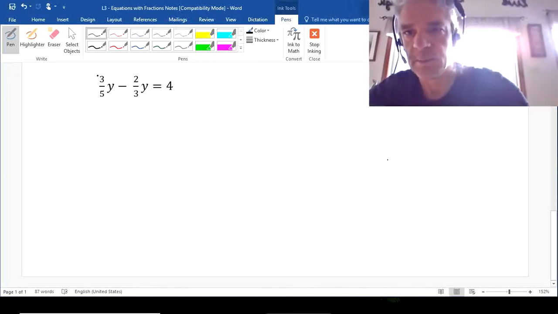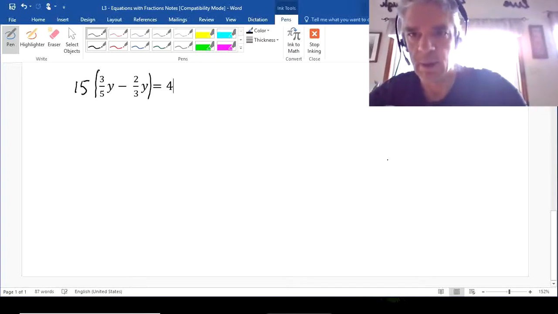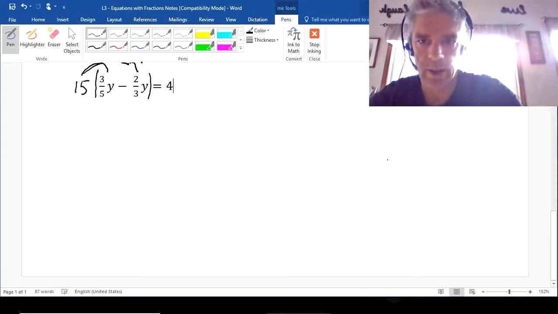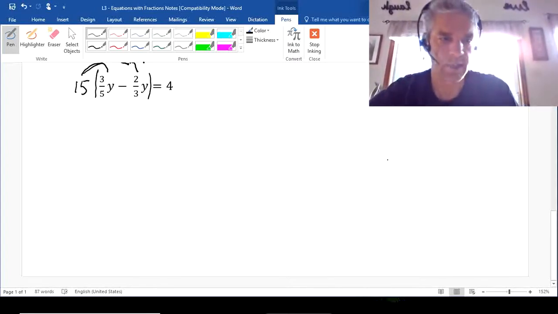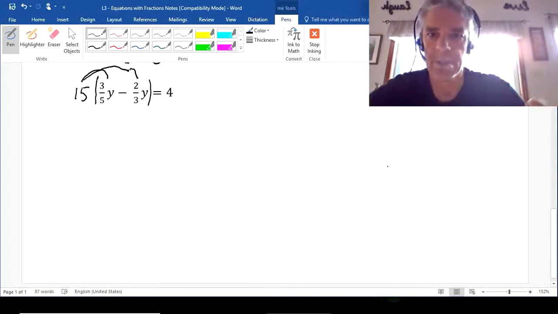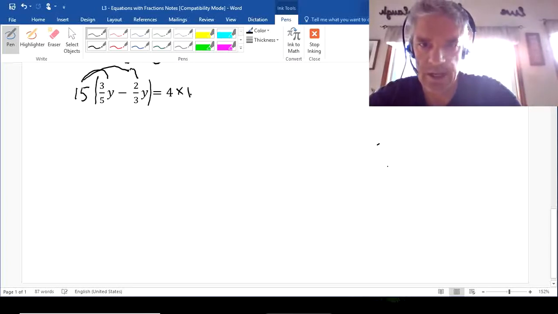How do I do that? Well, I simply put a bracket all the way around this side of the thing, and I put a 15 out front. And remember, that means the 15 is going to multiply here, and the 15 is going to multiply all the way over here. I think I maybe move that just a touch up there. There you go. And on this side, it's going to be times 15 as well.